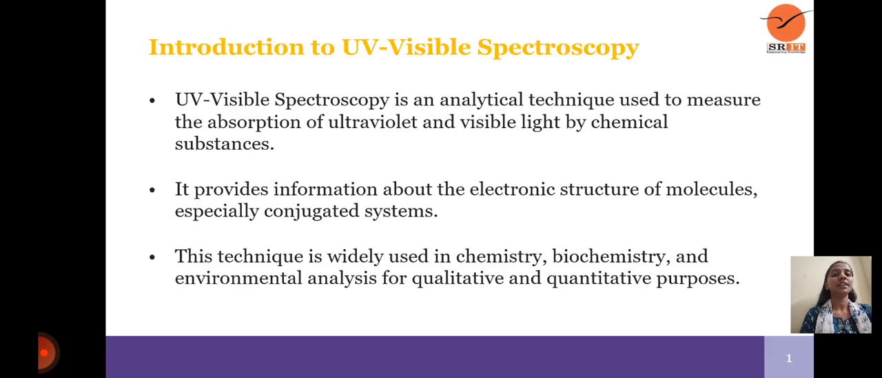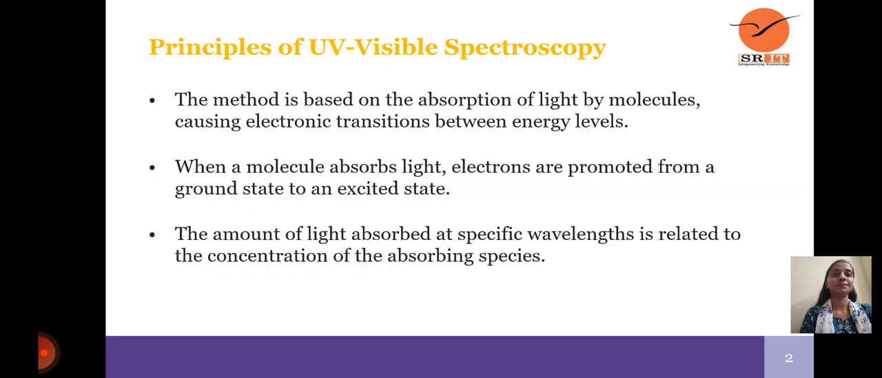Here is the introduction to UV visible spectroscopy. UV visible spectroscopy is an analytical technique used to measure the absorption of ultraviolet and visible light by chemical substances. It provides information about the electronic structure of molecules, especially conjugated systems. This technique is widely used in chemistry, biochemistry, and environmental analysis for qualitative and quantitative purposes.